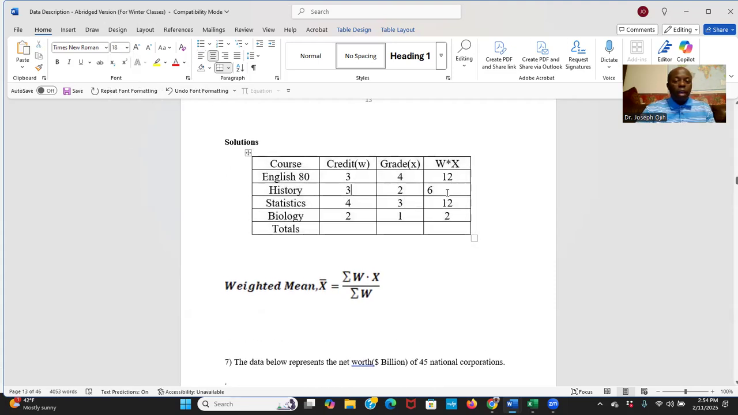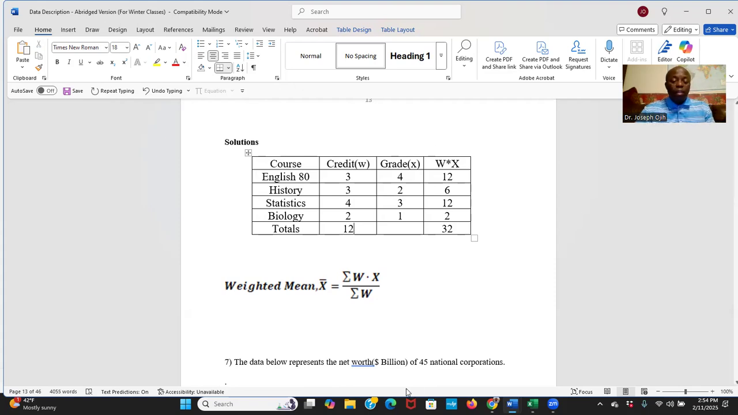See? So we add all of them. 12 plus 6 is 18, 12 plus 12, as a matter of fact, is 24. Plus 6, 30. Plus 2, 32. Then the weight, 3 plus 3 is 6. Plus 4, 10. Plus 2, 12.